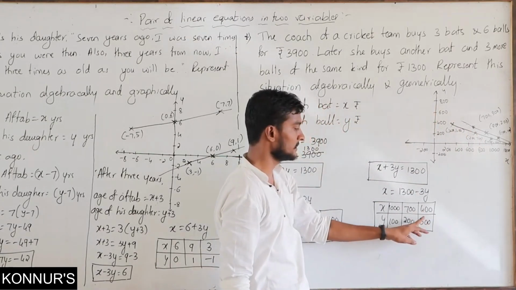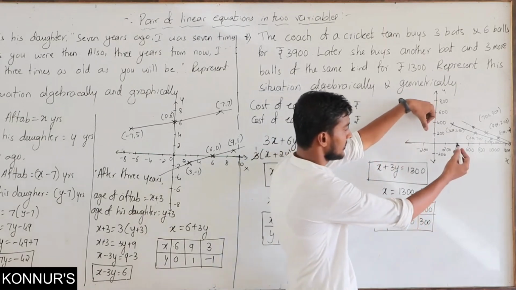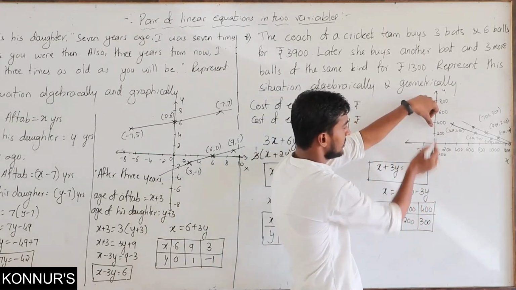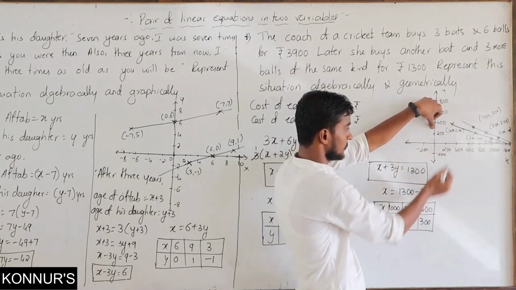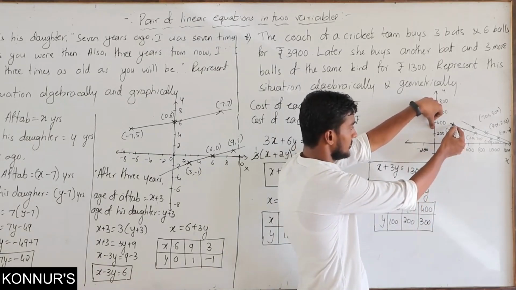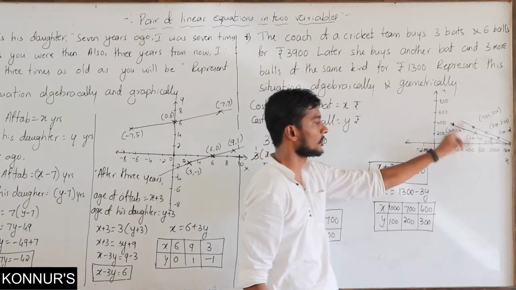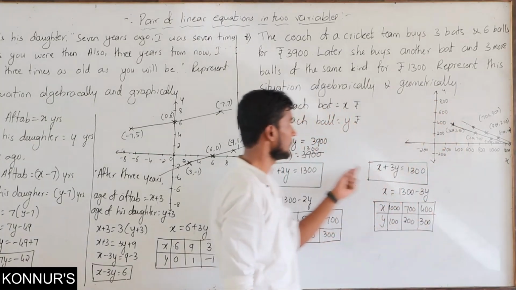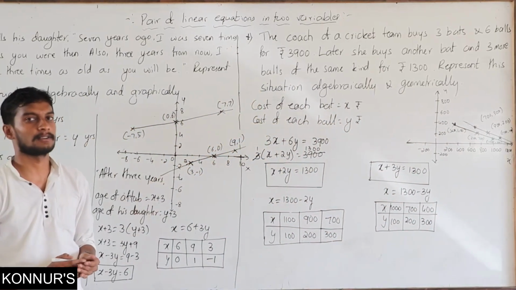And the last one is, when y is 300, x is 400. When y is 300, it is in between 200 and 400, and x is 300. So, sorry, x is 400, they both will intersect here. And the point is 300, 400. So, we have got both the algebraic solution and the geometrical solution.